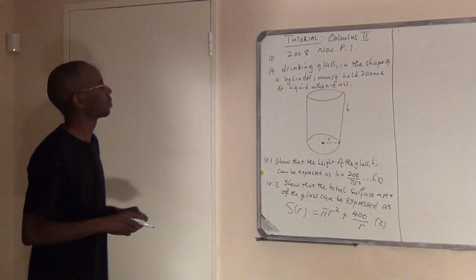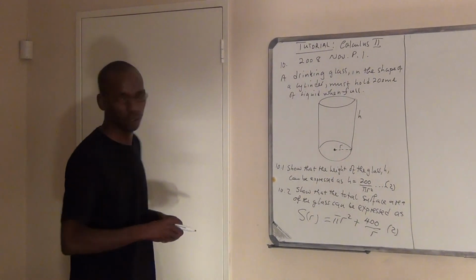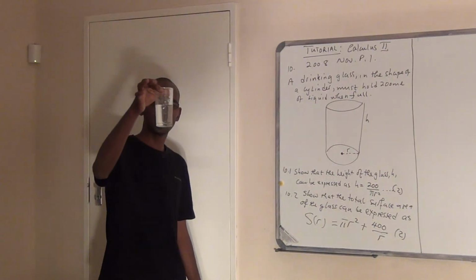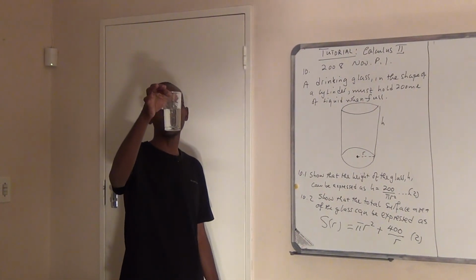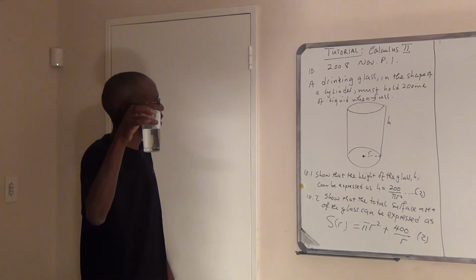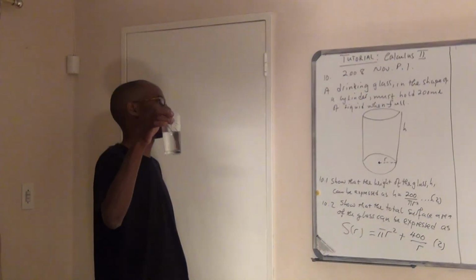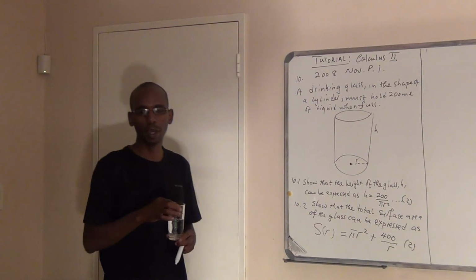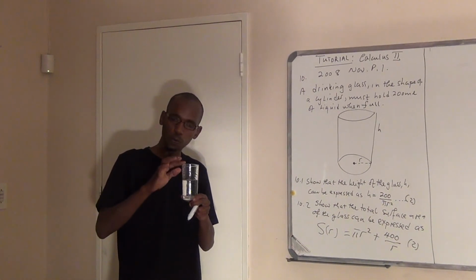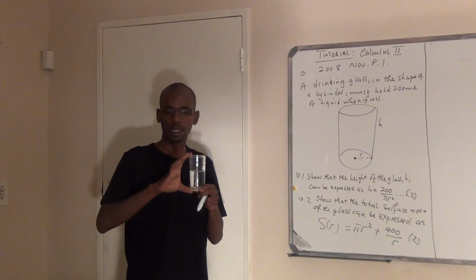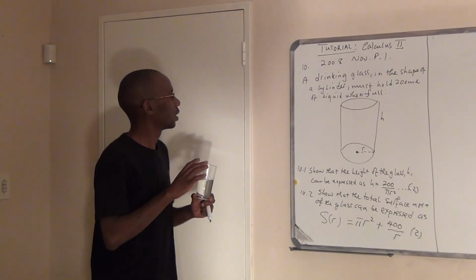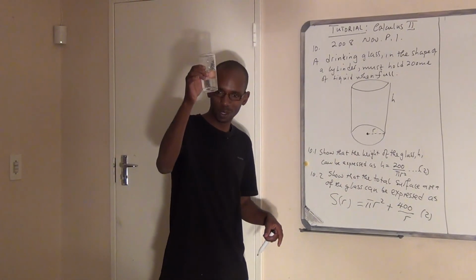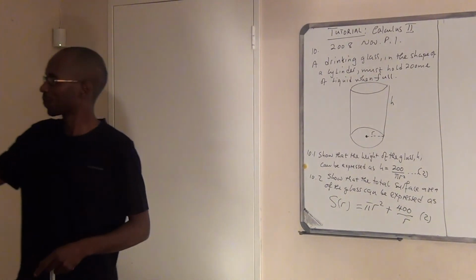When full, excuse me for that. A drinking glass in the shape of a cylinder, so it's something of this nature. I think that actually gives us a very good example. Must hold 200 ml of liquid when full. We are talking of volume here. It must hold a volume when full of 200 milliliters. Then, of course, we are given the shape, which I'm trying to mimic using this.